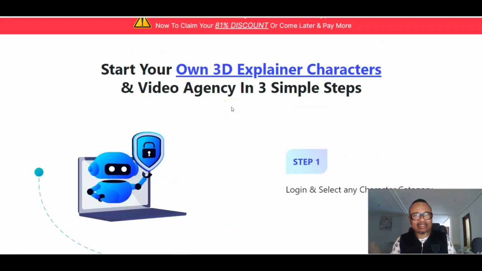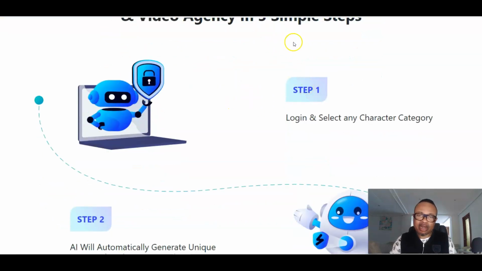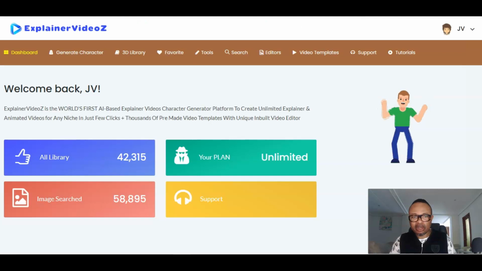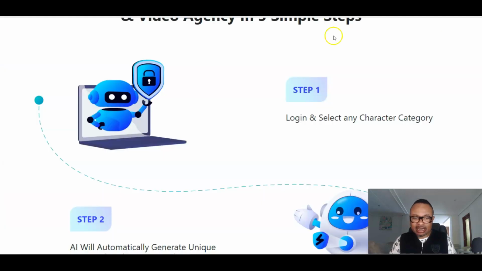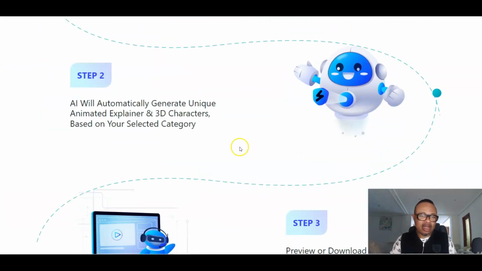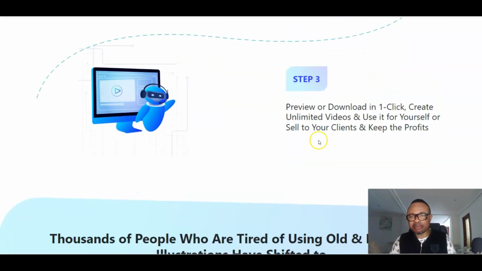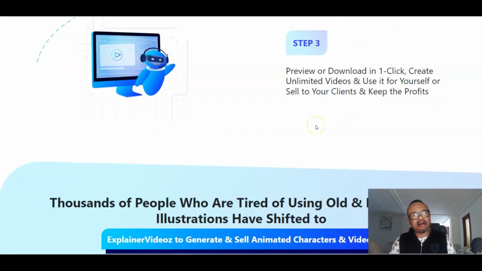And it has 3 basic steps for you to set this up. Step 1 is to log into this very dashboard, which is exactly this. Step 2, AI will automatically generate unique animated explainer and 3D characters based on your selected category. And step 3 is to preview and download in one click, and create unlimited videos and use them for yourself or sell to your clients and keep the profits for yourself.